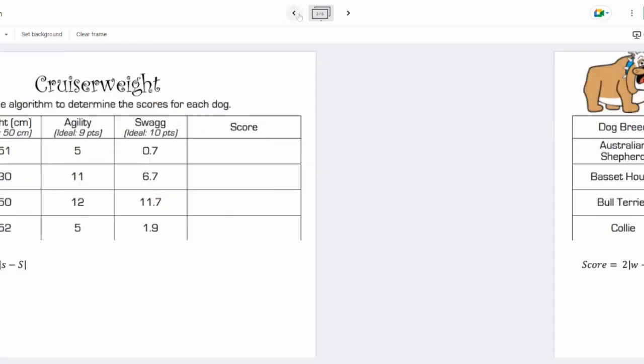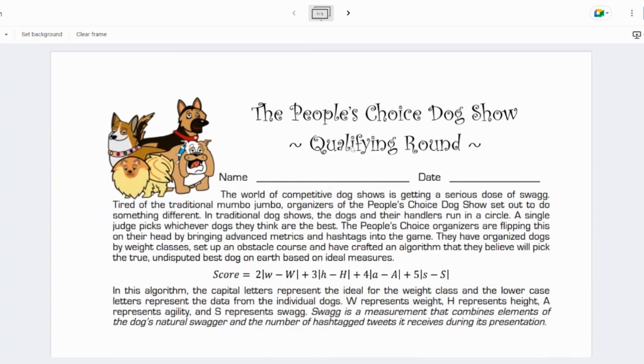So what we're going to do, whoops, wrong way. In this algorithm, the capital letters represent the ideal weight for the weight class, and the lowercase letters represent the data from the individual dogs that I just mentioned. We're going to practice this. If you're like, what's going on here? Stay with me and watch it over and over again until you understand. Please do not give up and just keep practicing. Keep watching this video until you do understand the process.